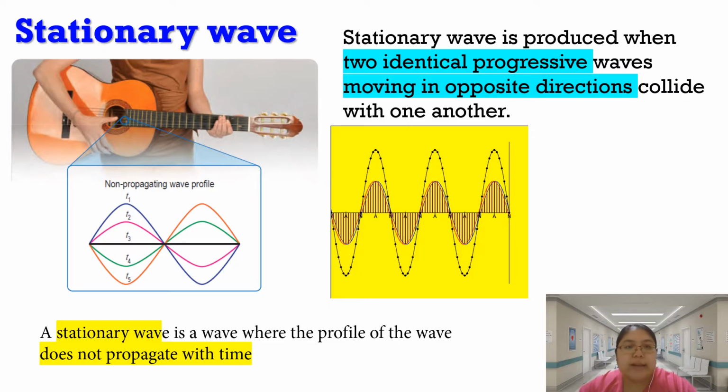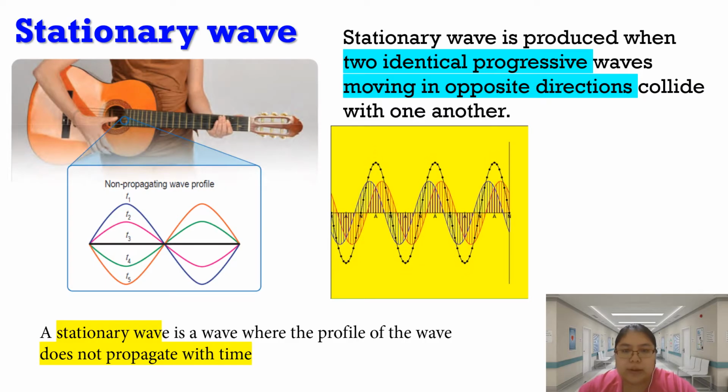Okay, another one is a stationary wave. Stationary wave is produced when two identical progressive waves, that means two waves that should be the same, are on the way moving in opposite directions. Both in opposite directions. After that, they collide with one another. Okay, for example, let's see the diagram. Okay, this one is a diagram.